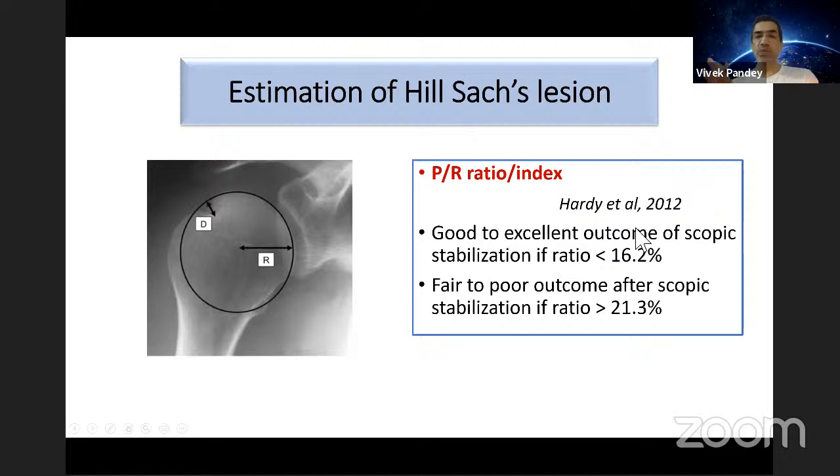And they realized, when they did their retrospective study, that the patients who had a ratio less than 16.2 had good to excellent outcome after arthroscopic stabilization, but fair to poor if the ratio was more than 21%. But again, prospectively, no one knew what to do about these lesions. Should you be stabilizing a lesion which is 15% or 14%? No one knew, because again, the off-track and on-track concept was not really in force, though it had already come in 2008.